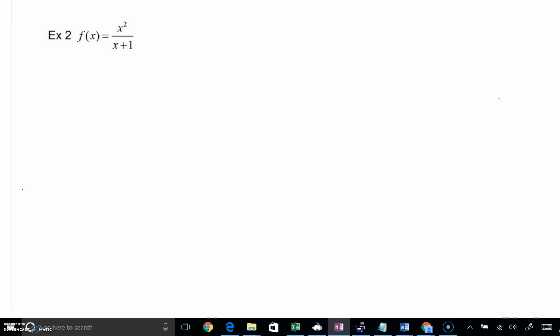Section 4.5 in BC Calc, we're looking at a function x squared all over x plus 1. It's rational, and really I just wanted to remind students that when the power above, the degree of the numerator, is exactly one step higher than the degree of the denominator, that indicates that you will have an oblique asymptote.